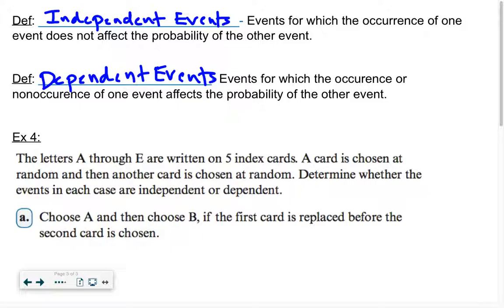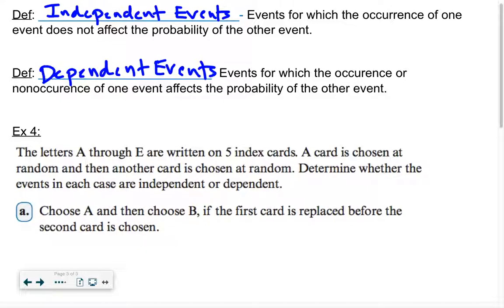Independent events versus dependent events. An independent event really stands alone, and it does not affect the probability of what's going to take place. So we don't care about what happens on the first event. If it's an independent event, we still have all of our options available to us on the second event.